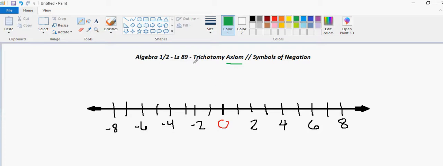Trichotomy, you see a prefix there. What do we think number for tri usually means? There's 3 of something, 3 parts. So we have a rule that comes in 3 parts. Maybe you've never thought about this before, but 2 numbers can only be related to each other in 3 possible ways. All numbers can only be related in 3 possible ways.